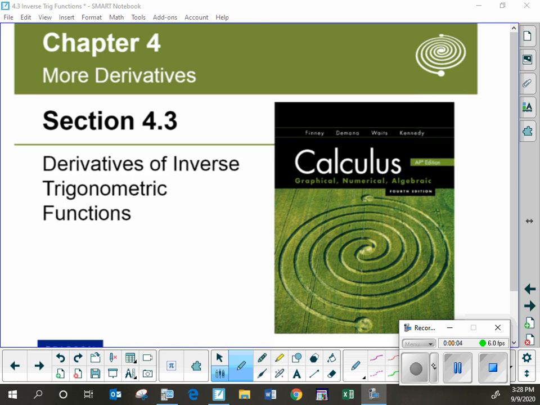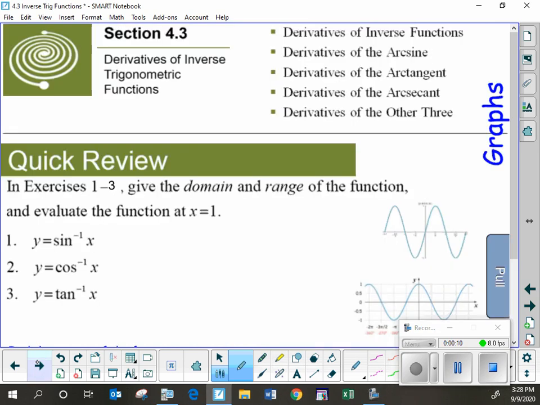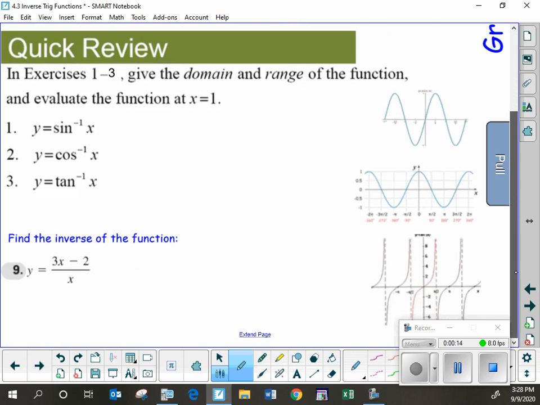Let's take a look at section 4.3, and this one is all about the derivatives of inverse trigonometric functions. With a quick review here, and I think this one is worth going over. It says give the domain and range of the function and evaluate the function at x equals 1. So let's talk about domain and range. And I have given us a picture. First one, it says the inverse sine, what is its domain and range?